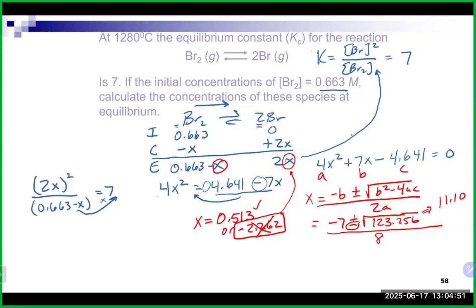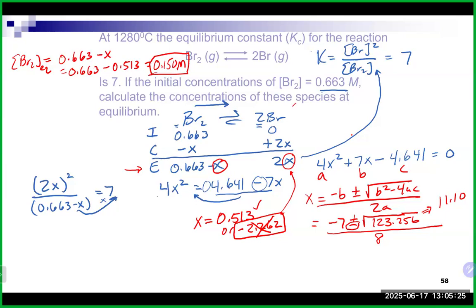Now that we have our x value, we could go to our equilibrium line and actually solve for their concentrations. So the concentration of Br2 at equilibrium is 0.663 minus x, which means it is 0.663 minus 0.513. That is going to get us 0.663 minus 0.513, 0.150 molar.